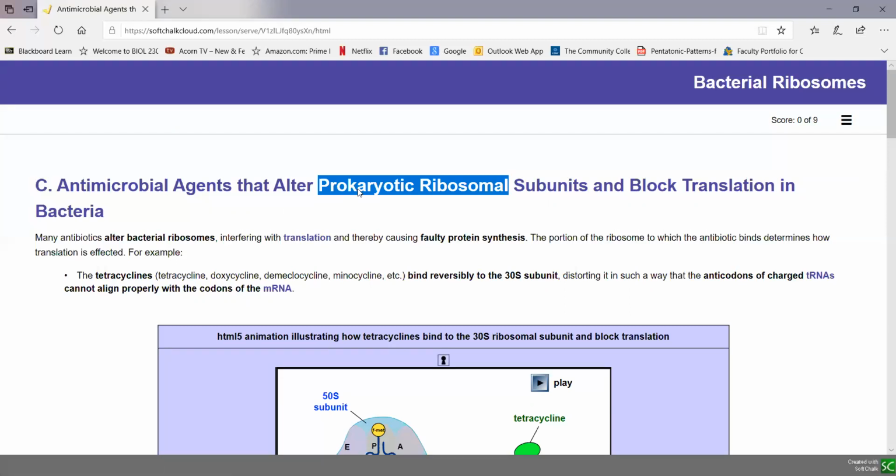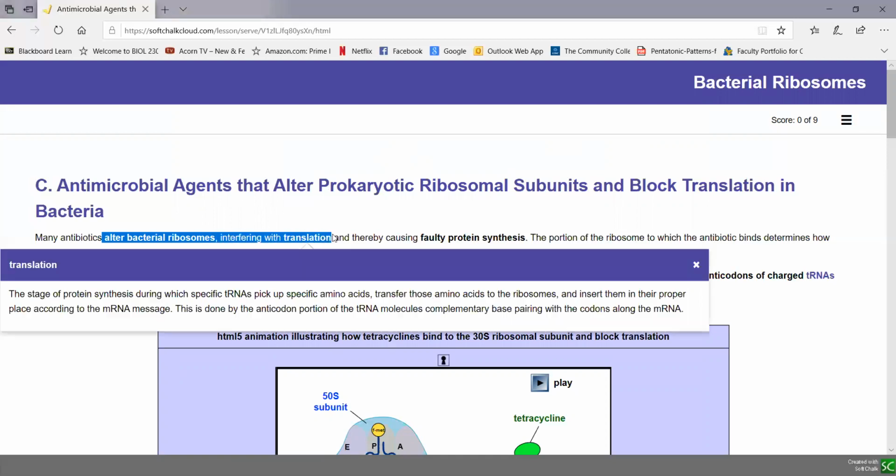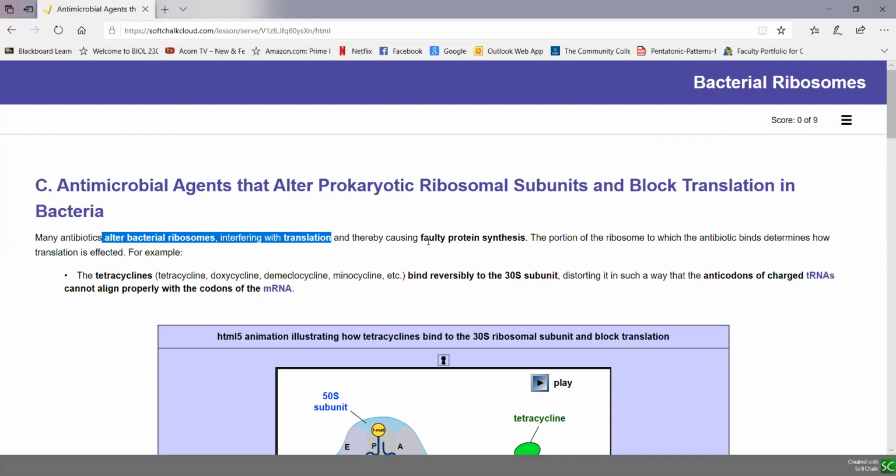So there are drugs that will bind to a prokaryotic ribosome, but they wouldn't bind to a eukaryotic ribosome because they are structurally different due to the different ribosomal RNAs and the different proteins found in the ribosomes. So many of our antibiotics alter bacterial ribosomes, and they therefore interfere with translation of the message. Remember, ribosomes are involved in translation, not transcription. And of course, that causes faulty protein synthesis in the bacterium.